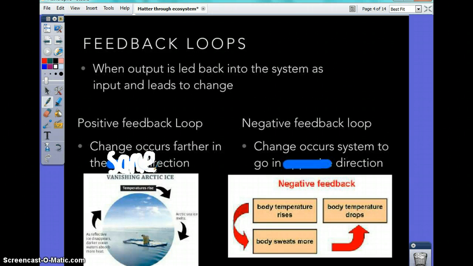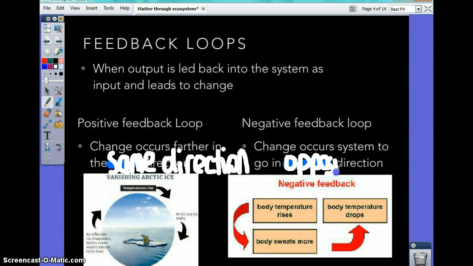The temperature rises, which melts the ice. So the ice, which reflected the sun back, is no longer there. So then the heat is swallowed by the ocean, and the temperature continues to rise, melting more ice, less reflection, more temperature, and so on and so on. In the body, an example of negative feedback loop would be the body temperature. As your body temperature rises, you sweat to cool down, so the body temperature drops, and it ends there. It doesn't continue going. It's not endless.